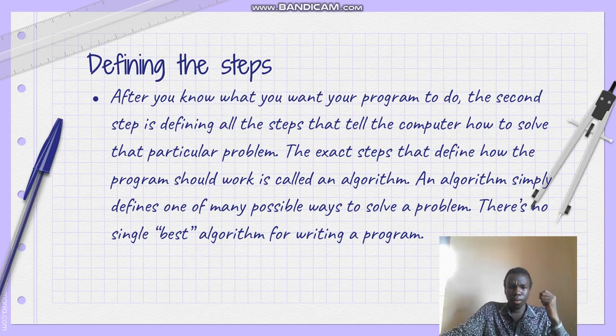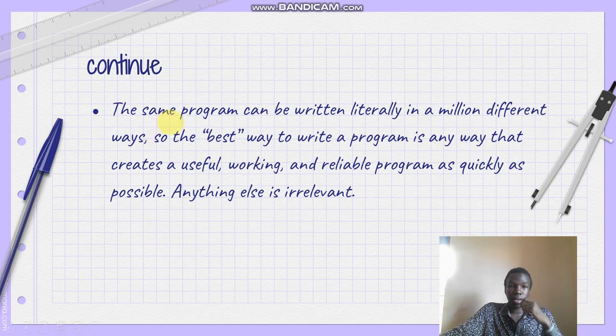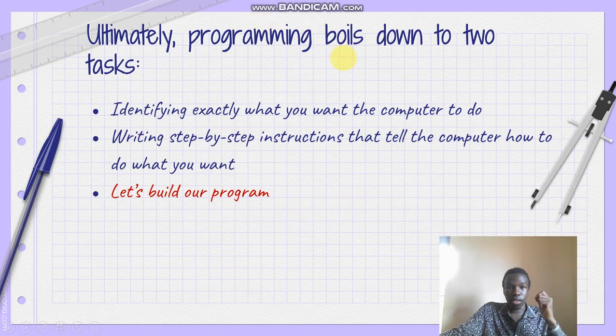So what is our next step? The same program can be written literally in a million different ways. So the best way to write a program is any way that creates a useful, working, reliable program as quickly as possible. Anything else is irrelevant. So I think you have understood this. So the next thing I'm going to do is here.